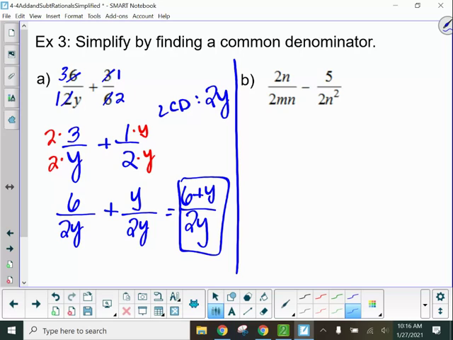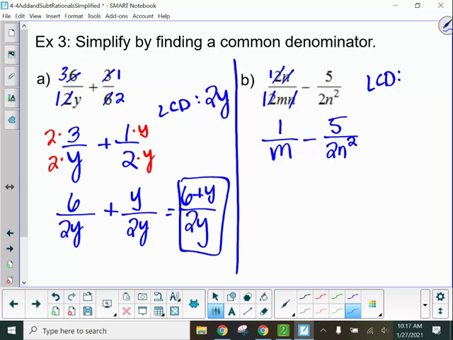Part B, again, I can go through and reduce things. The 2's can both turn into 1's because they divide out. There's an n in the top and an n in the bottom, so I can reduce those, and I'm left with 1 over m. The second fraction has no terms that divide out in the top and in the bottom, so that's going to stay 5 over 2n squared.